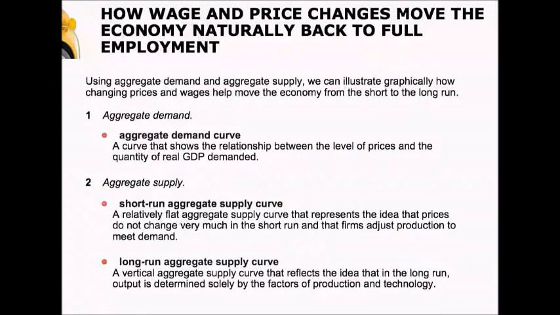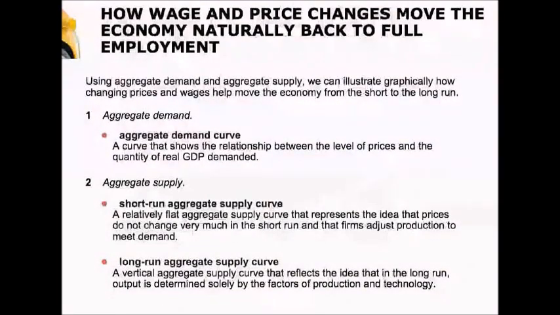Another is our aggregate supply curve, both in the short run, which is relatively flat, because it represents the idea that prices are relatively constant, and firms adjust production to meet demand. And we have the long run aggregate supply curve, which is vertical and reflects the idea that in the long run output is determined by factors of production and technology, or the production function. In other words, output is always going to be equal to potential output in the long run.